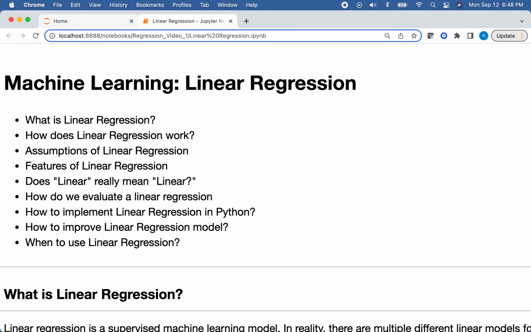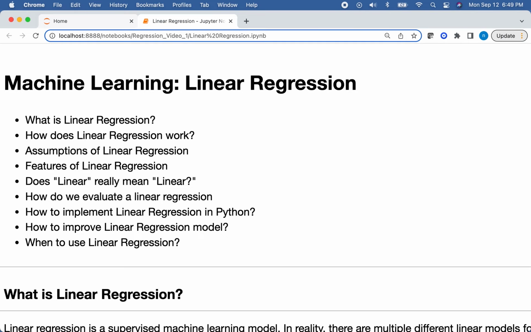We'll begin this video by explaining what is a linear regression, and then we'll tell you how does a linear regression work. We'll tell you the assumptions that have to be true before you can use a linear regression. We'll talk about some of the features of a linear regression. We'll talk about does linear really mean linear, and we'll talk about some ways you can even do a nonlinear regression. We'll talk about how you can evaluate a linear regression.